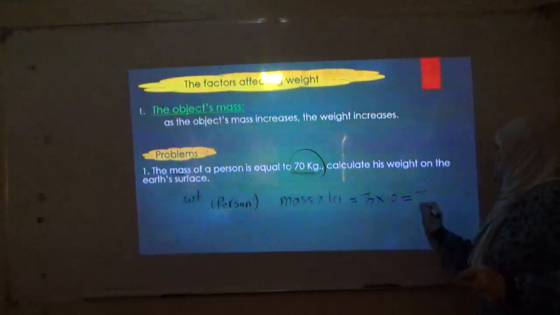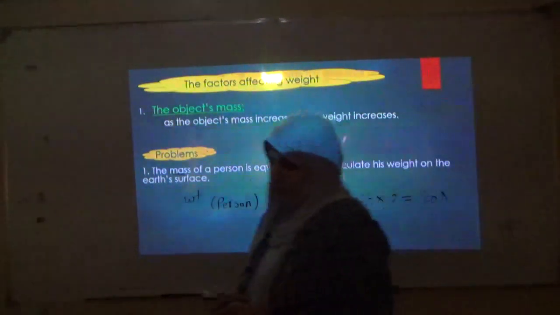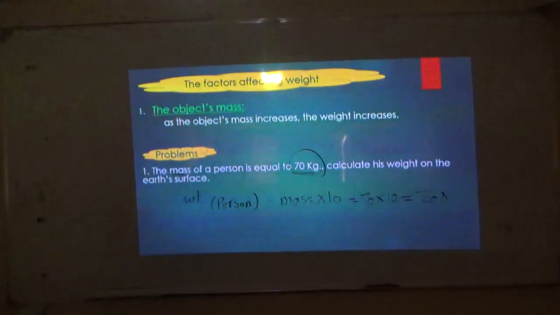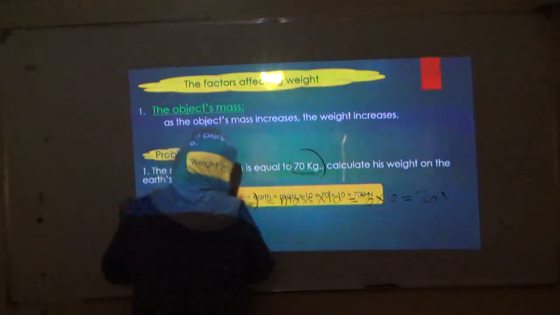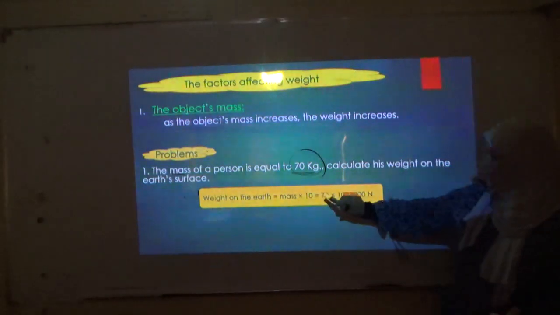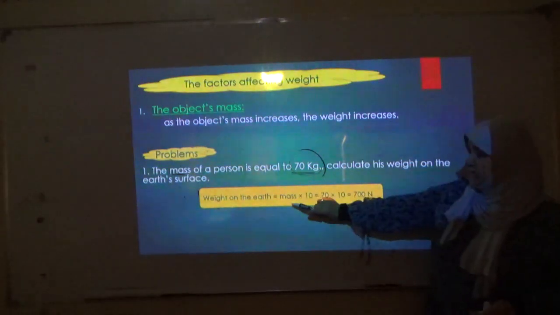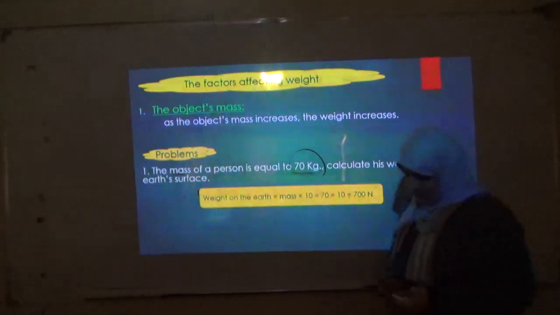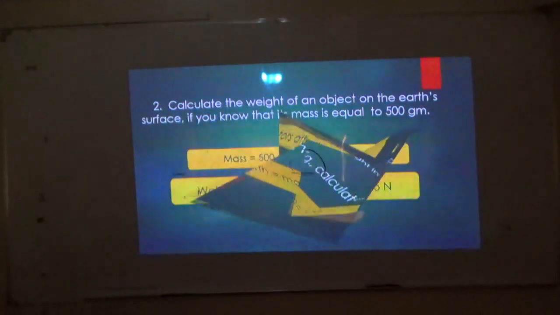It will be 700 Newton. This is the answer for this question. So, the weight of the person on the earth's surface equals mass multiplied by 10. Sorry, I mean it will be 70 multiplied by 10, or 70 times 10. It will be 700 Newton.